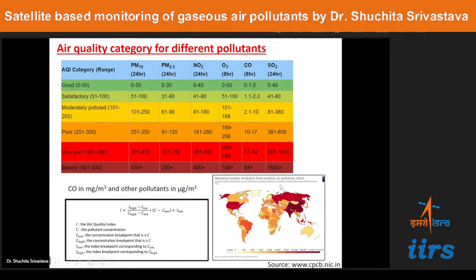Here in this particular plot, you can see the absolute number of deaths from outdoor air pollution in 2016, right? The light color shows a low number and the maroon color shows a very high number. You can see in this plot that for India and China, the total absolute number of deaths is more than 1.2 million. So we can understand how important it is for us to measure the criteria air pollutants over our location, over our Indian region, right?